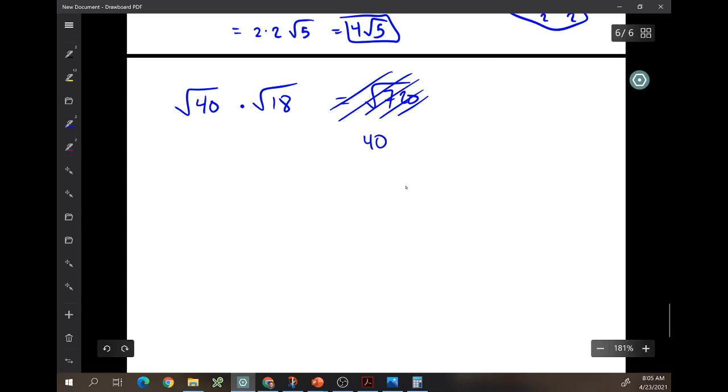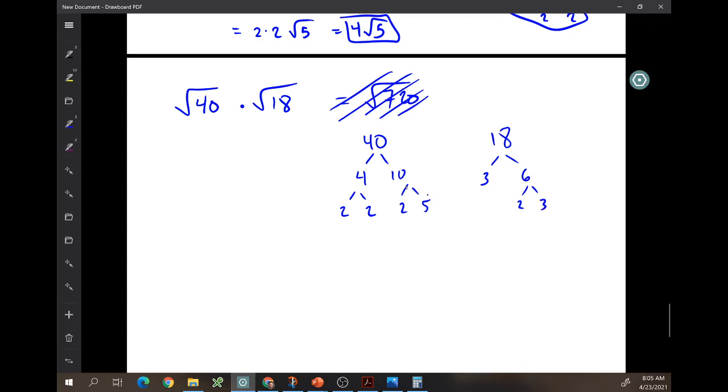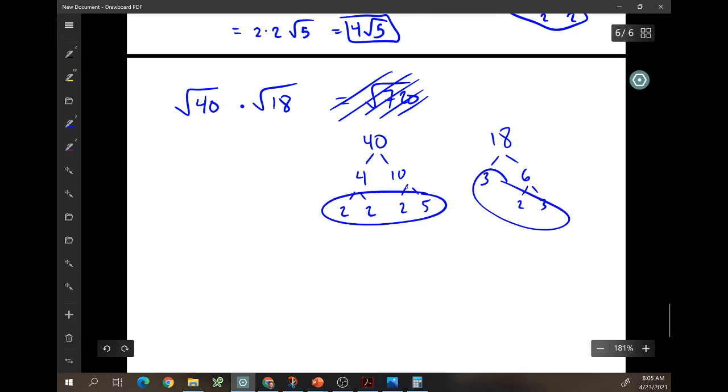I'm going to do a factoring tree for 40, and that's 4 and 10. This is 2 and 2, and this is 2 and 5. And then I'm going to do a factoring tree for 18, and this is 3 and 6, and this is 2 and 3. And so now I can basically take both of these, and I can write them all under one radical. So 2 times 2 times 2 times 5 times 3 times 2 times 3.